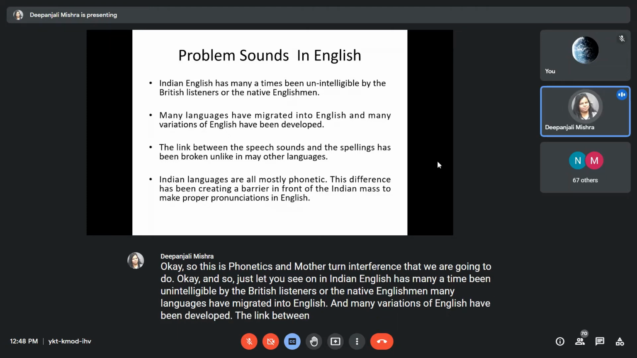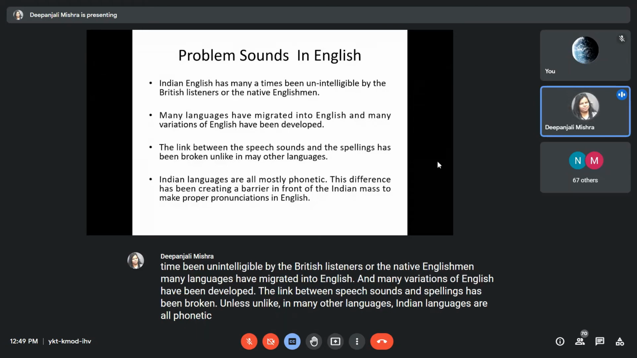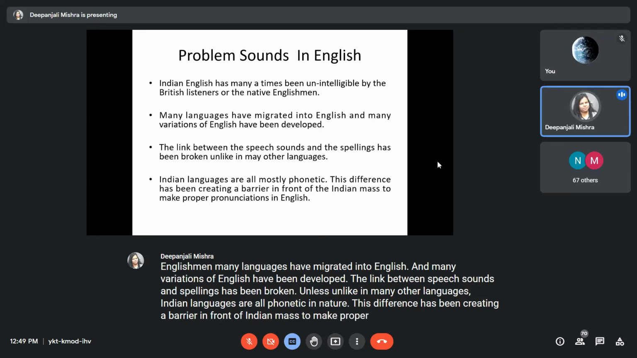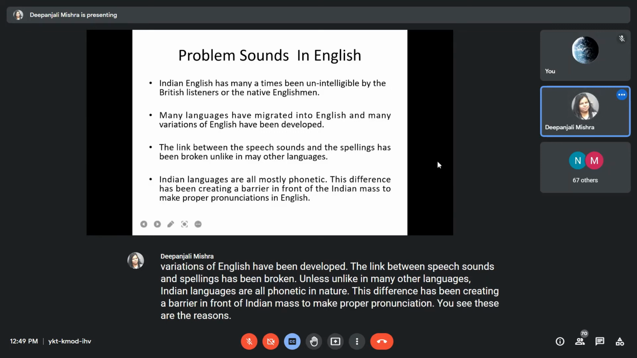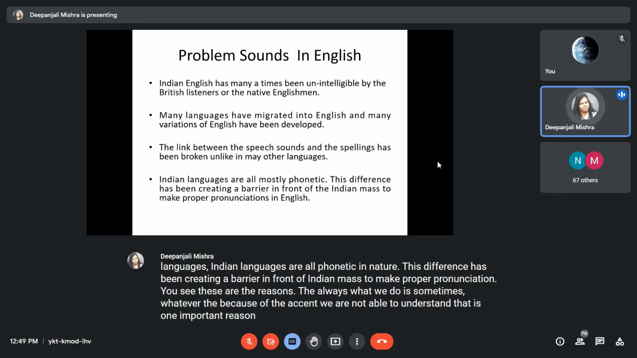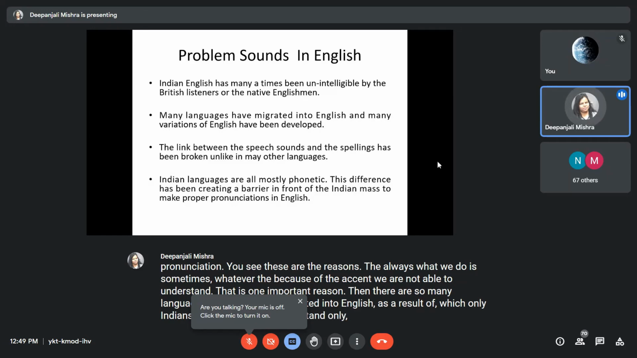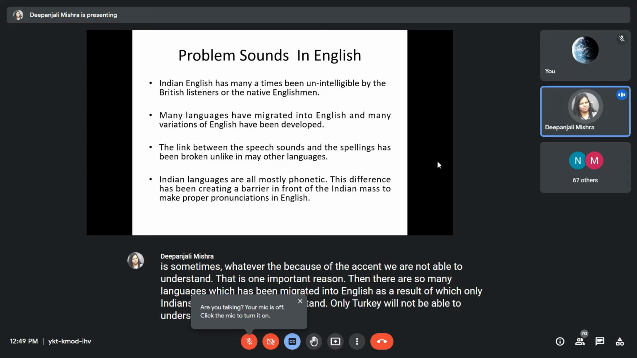The link between speech sounds and spellings has been broken, unlike in many other languages. Indian languages are all phonetic in nature. This difference has been creating a barrier in front of Indian masses to make proper pronunciation. You see, these are the reasons. Sometimes because of the accent, we are not able to understand. That is one important reason. Then there are so many languages which have migrated into English, as a result of which not only Indians will not be able to understand, even Turkey will not be able to understand. In this way, this has happened.